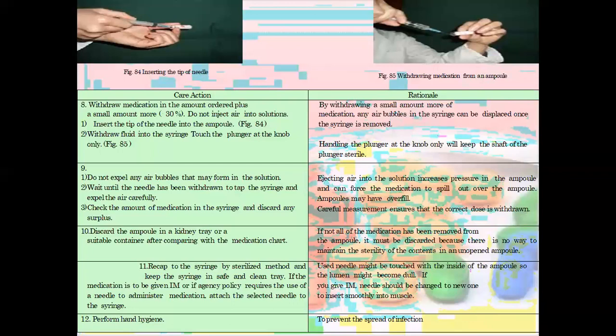Then after that we have to perform hand hygiene, to prevent the spread of infection. We have to maintain hand hygiene, then after that we have to prevent the spread of infection. So this is all about how to prepare a medicine from the ampoule.